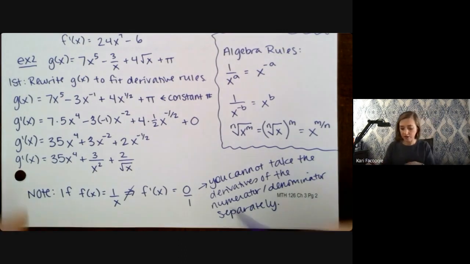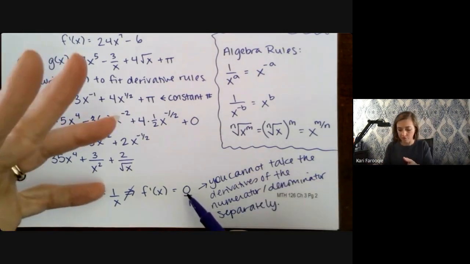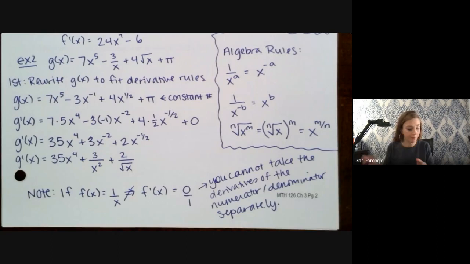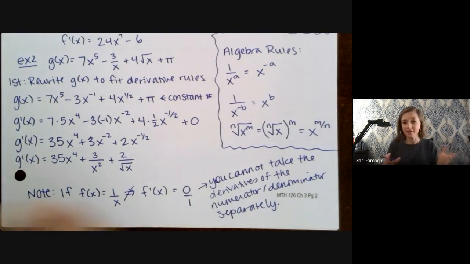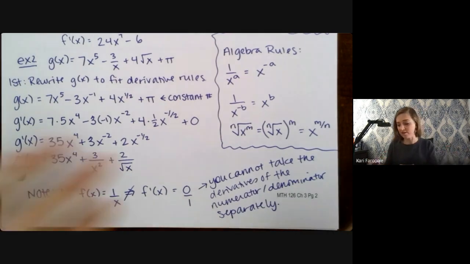You cannot take the derivative of the numerator and divide it by the derivative of the denominator. Students always want to do that. You cannot do that. I don't know how to emphasize this anymore. You cannot just take the derivative of the numerator and divide it by the derivative of the denominator. I don't want to keep talking about that. It's important. We're going to talk about it again in the next example. So I am going to keep talking about it.